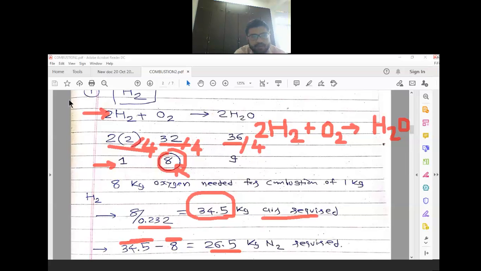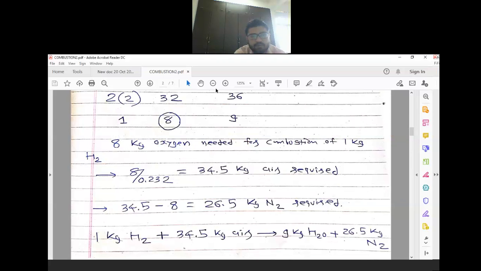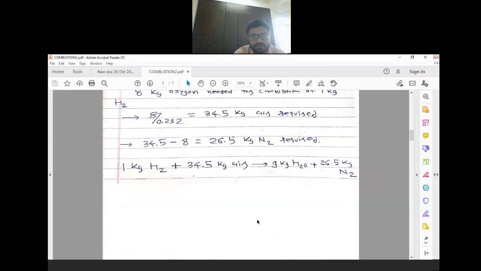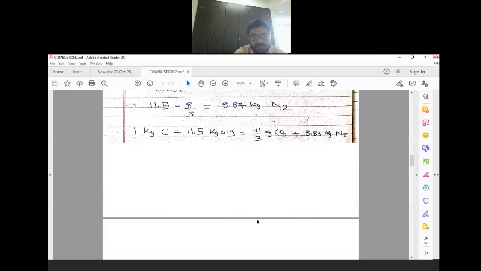So again, finally we need to write down the formula. Here you can see this is the final formula: for 1 kg hydrogen you require 34.5 kg air, and the output will be 9 kg H2O. All taken from the formula, and the output will also be 26.5 kg nitrogen. So I hope you have understood this. So this was about the mass analysis.